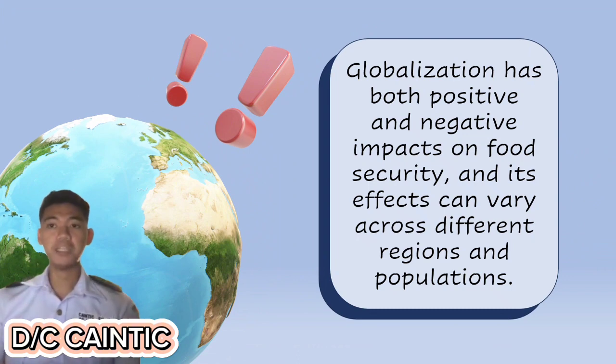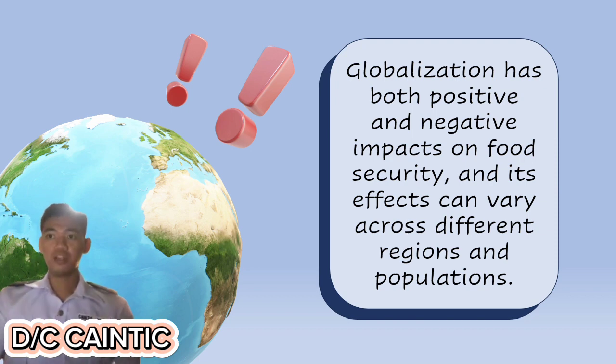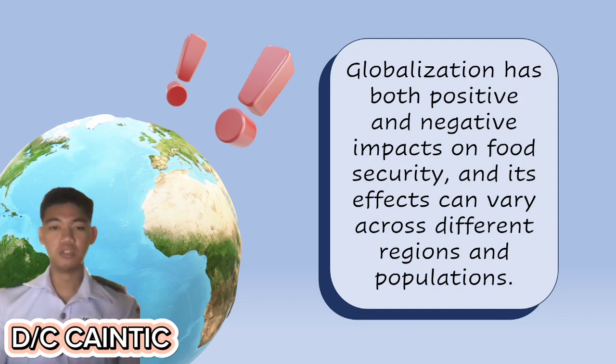Globalization has both positive and negative impacts on food security, and its effect can vary across different regions and populations. Globalization affects food security by connecting the world through trade, making more food accessible but also vulnerable to disruptions. While it allows countries to access a variety of foods, it can lead to dependency and inequalities. Changes in one part of the world, such as extreme weather and economic crisis, can quickly impact food availability and prices globally, affecting the ability of some communities to access nutritious foods.